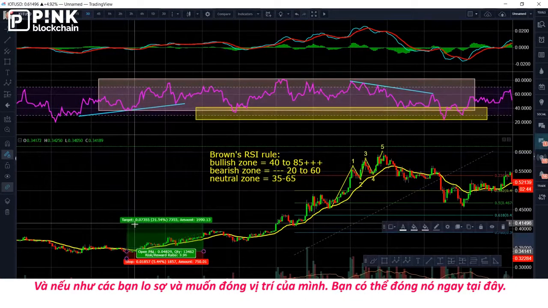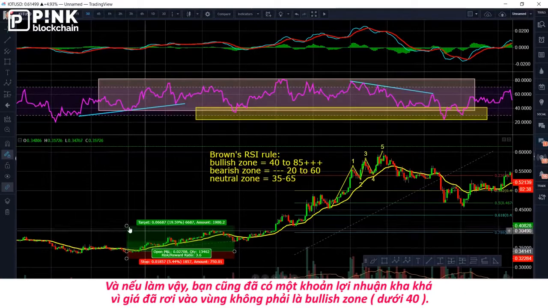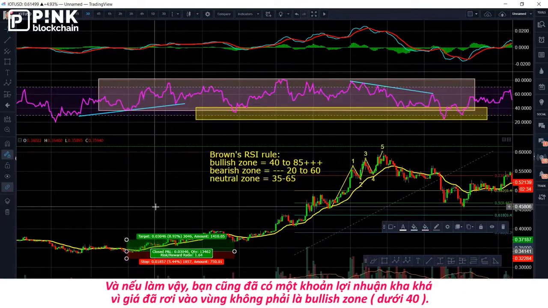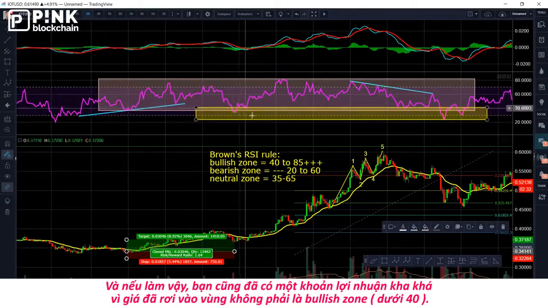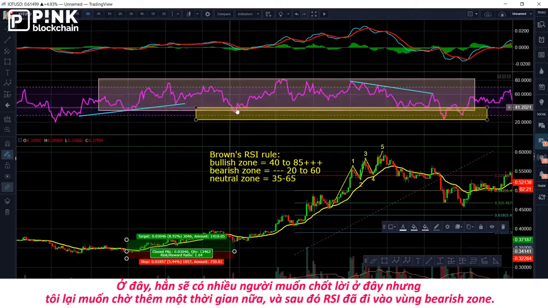Even if you guys panicked and closed your position there, you would have closed it at, for example, right here, right? You still would have made a massive, massive profit actually. You would have gone into a trade and made an 8% profit because it finally dipped into this non-bullish zone. Here, it is clearly a bullish zone according to my rule of 40 and up, right? 40 and up, definitely a bullish zone.